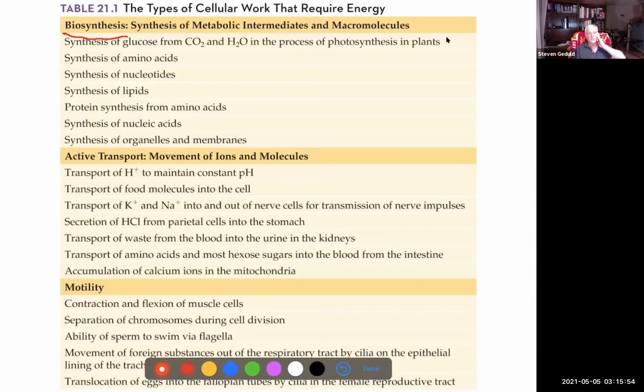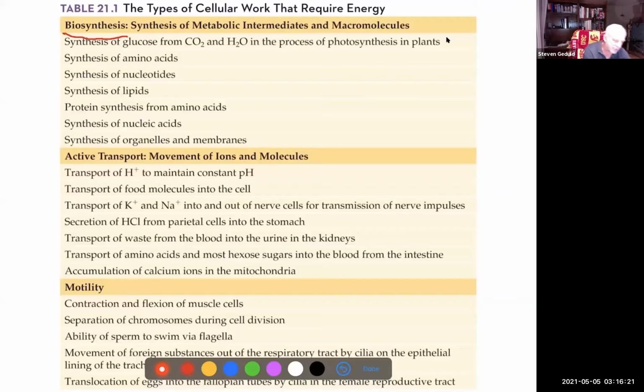Synthesis of amino acids that the body can make. Synthesis of nucleotides for DNA and RNA. Synthesis of lipids, our fat storage. Protein synthesis from amino acids, as we link amino acids with transfer RNA, which you just talked about, to form proteins. Synthesis of nucleic acids, making DNA and RNA. Synthesis of organelles and membranes around the cell to keep the cell functioning.